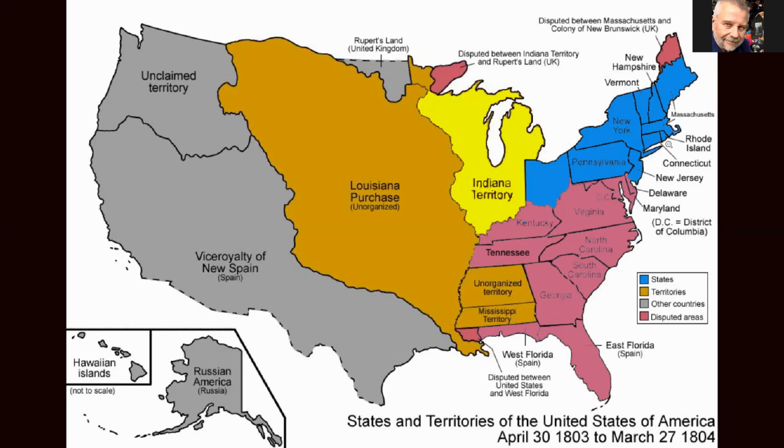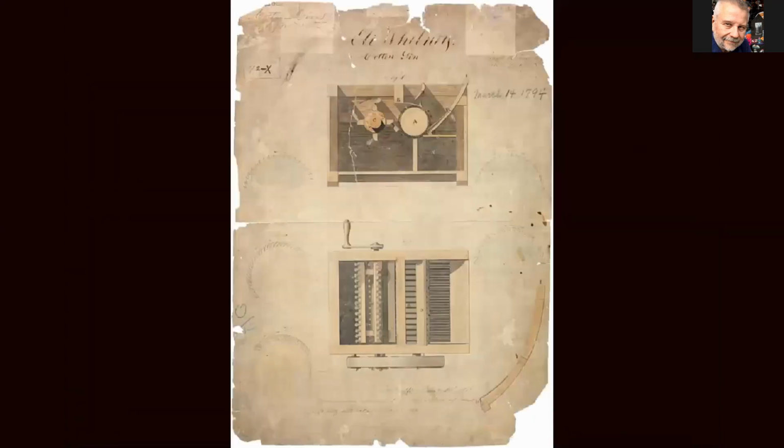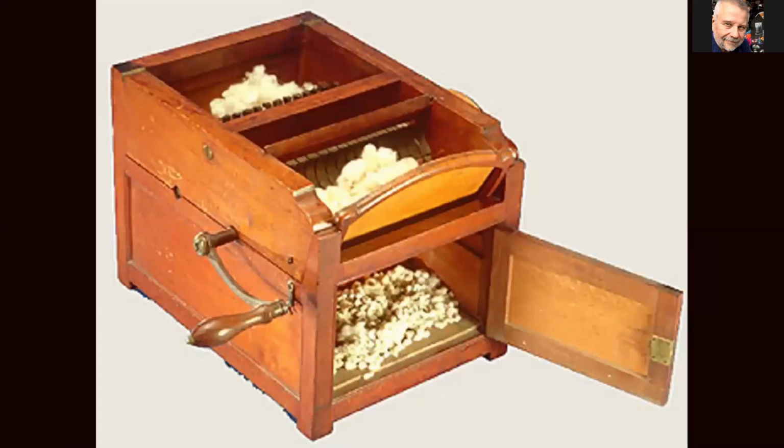And it's a northerner that gives slavery a new breath of life. Eli Whitney, 1794, patents the cotton gin, or the cotton engine. And this will suddenly make slavery viable in a way it never had been before. This is a machine that strips the lint off cotton, which actually makes the usable part of cotton.